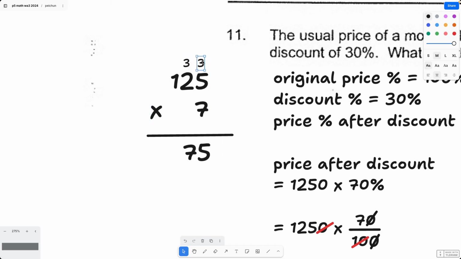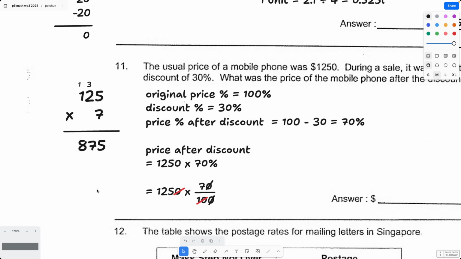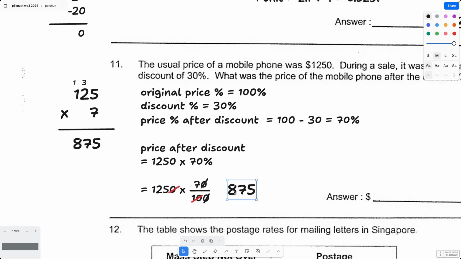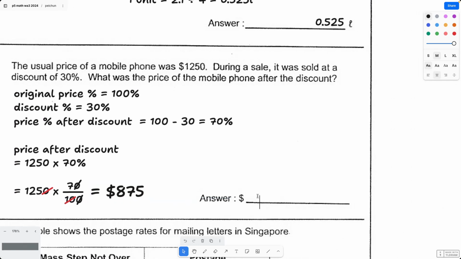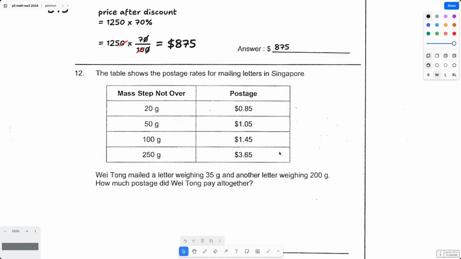Then we're going to put 1 on top of 1 over here. So now 1 times 7 is 7 plus 1, 8. So 875. So 125 times 7 is 875. And let's put that as well. So the answer is equal to dollars 875. And that's the answer. Dollars 875. All righty. Let's move on to the next question.